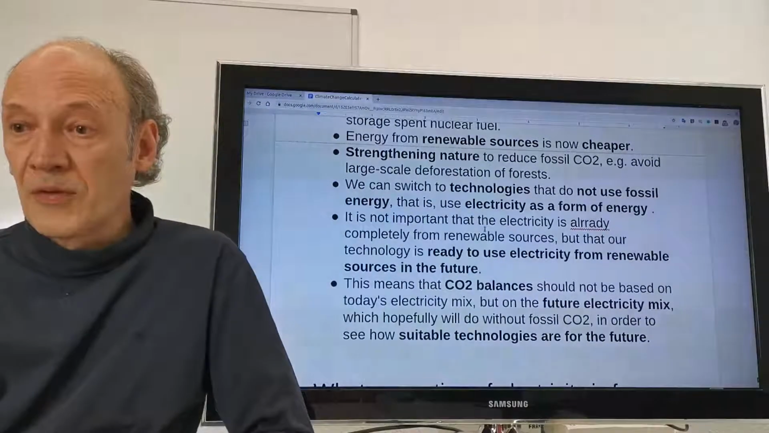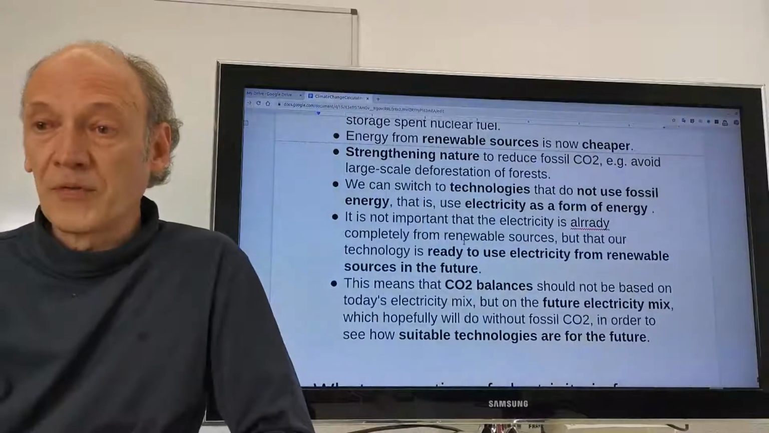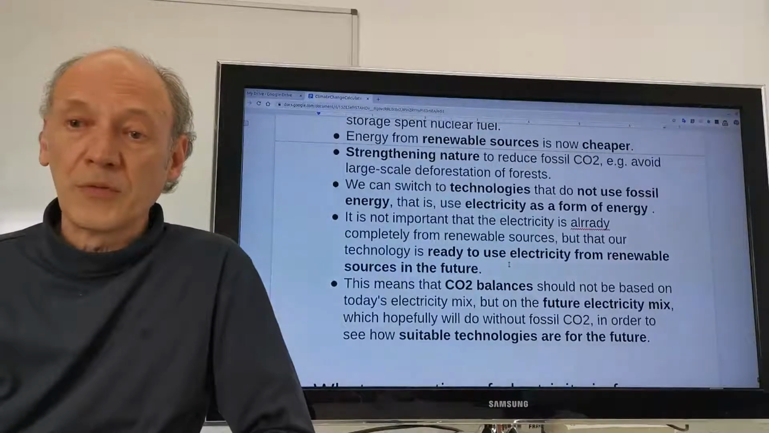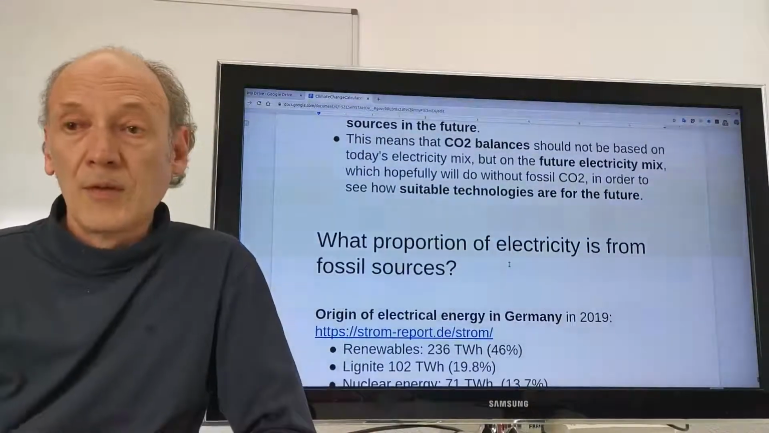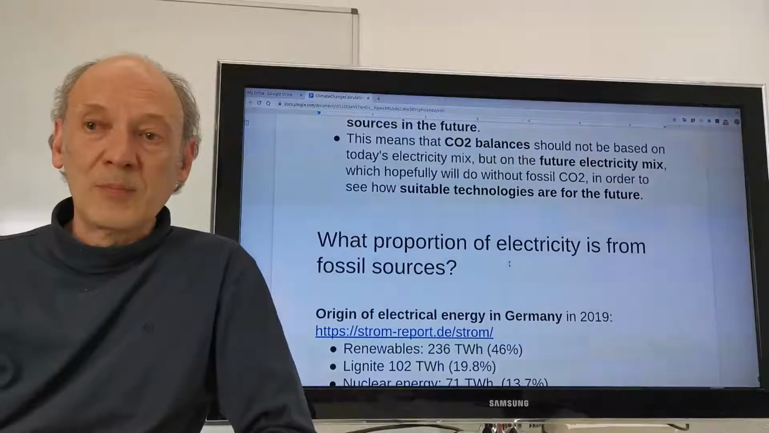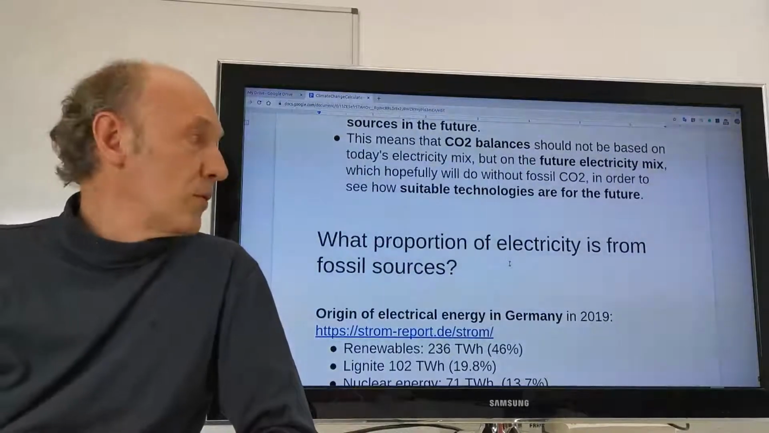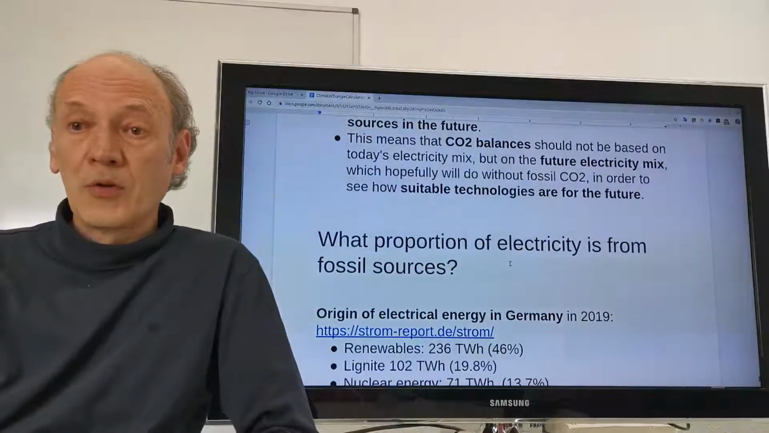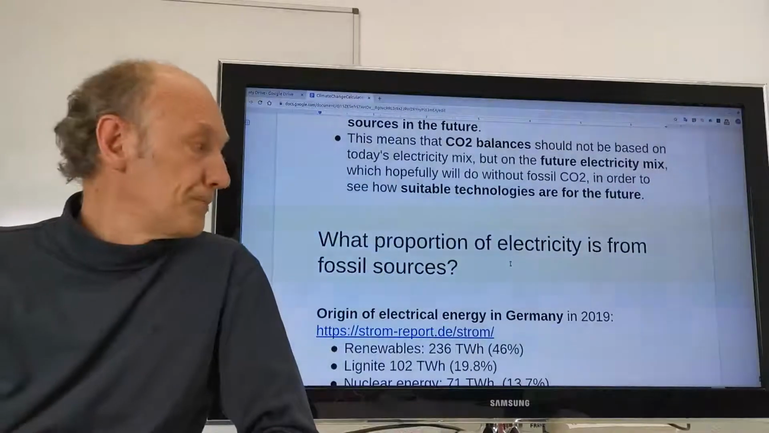So it's important not that the electricity is already completely from renewable sources, but that our technology is ready to use electricity from renewable sources in the future. This means that CO2 balances should not be based on today's electricity mix, but on the future electricity mix, so that we can plan. This mix will hopefully do without any fossil CO2, in order to see how sustainable technologies are for the future.